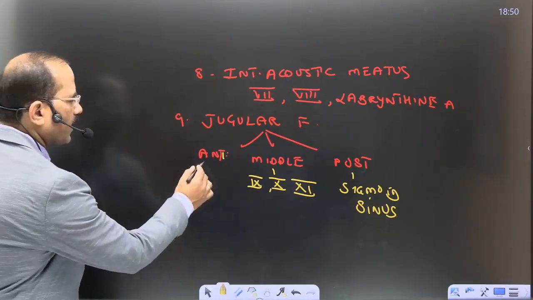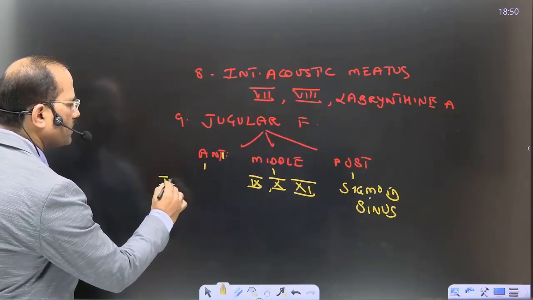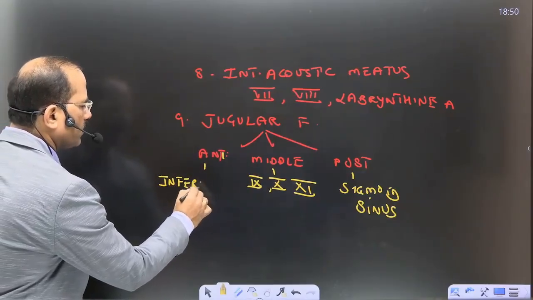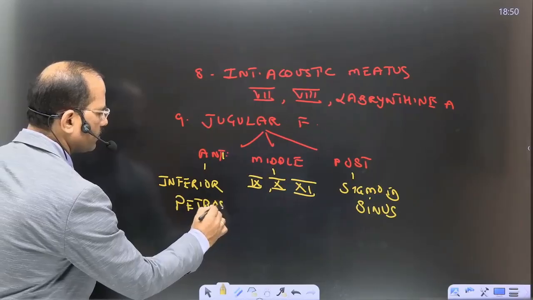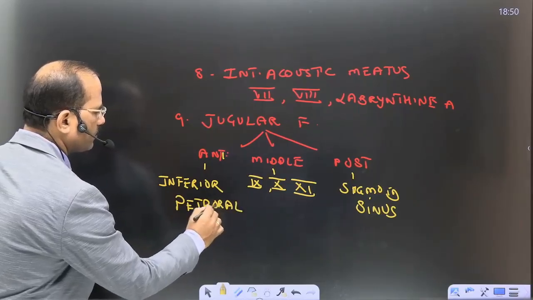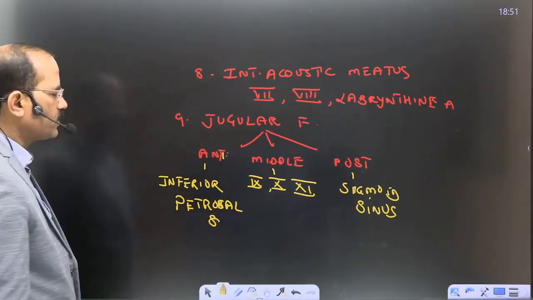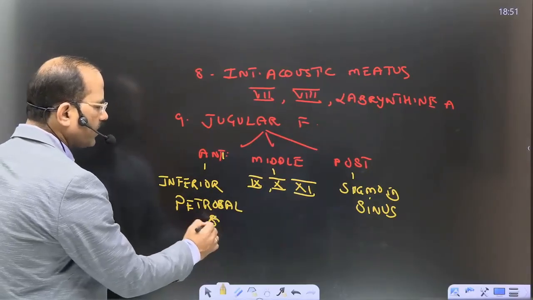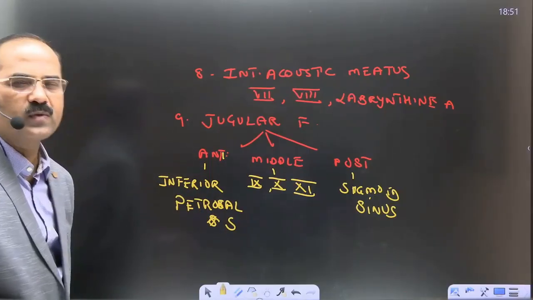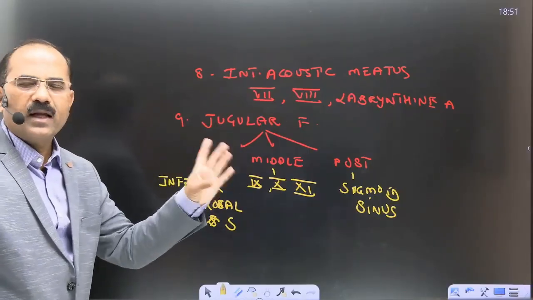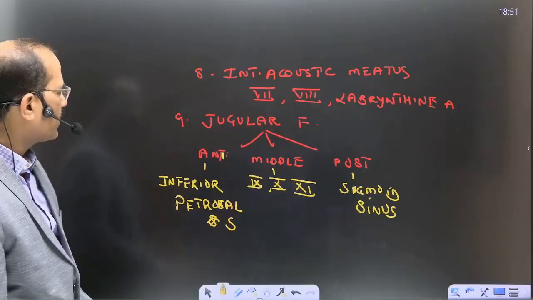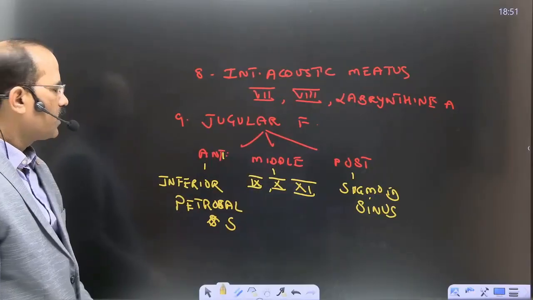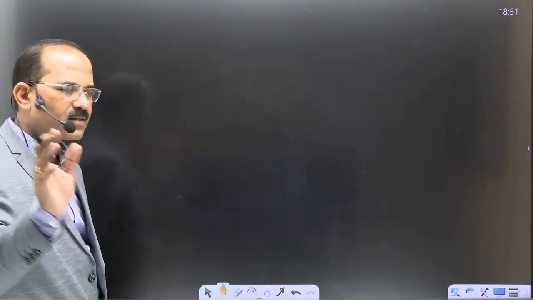And through the anterior compartment, what passes is the inferior petrosal sinus. So, anterior compartment: inferior petrosal sinus. Middle compartment: the 9th, 10th and 11th cranial nerves. And the posterior compartment: sigmoid sinus. Okay, clear to all of you? Now, number 10. We'll discuss the sinuses after some time.